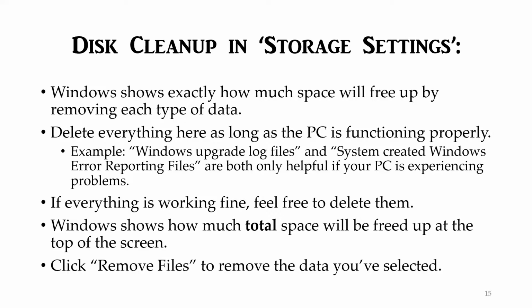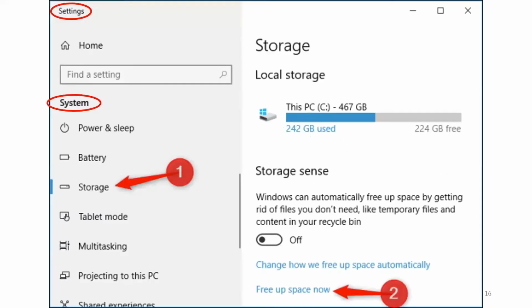The top of the screen will show you how much information you'll save totally. And now let's take a look at what the disk cleanup looks like in the settings. Here again, we're in settings, we're in system, we go down to storage. We can see in this example that the PC is 242 gigabytes used, 224 free on a total of 467.